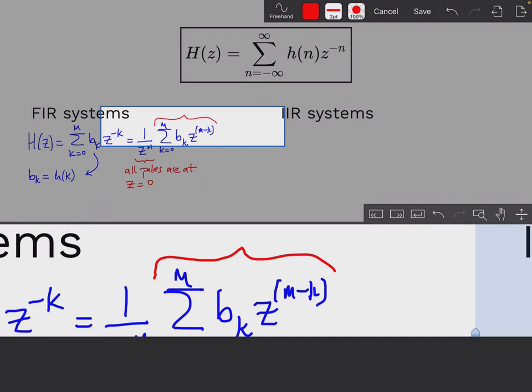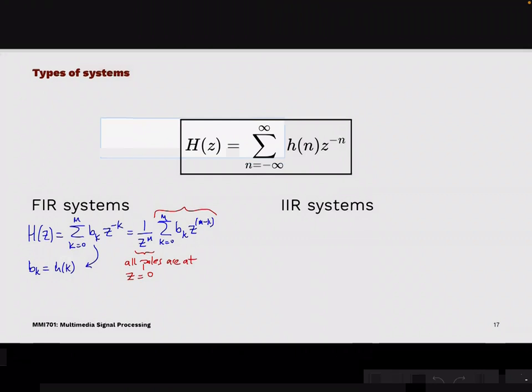Despite having m poles at 0, this system is called an all-zero system because it's an FIR system. And it has all of its meaningful, let's say, zeros, and no poles except at 0.